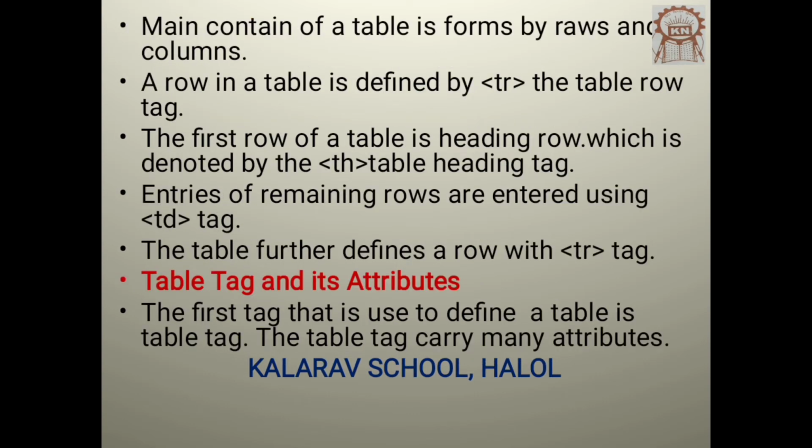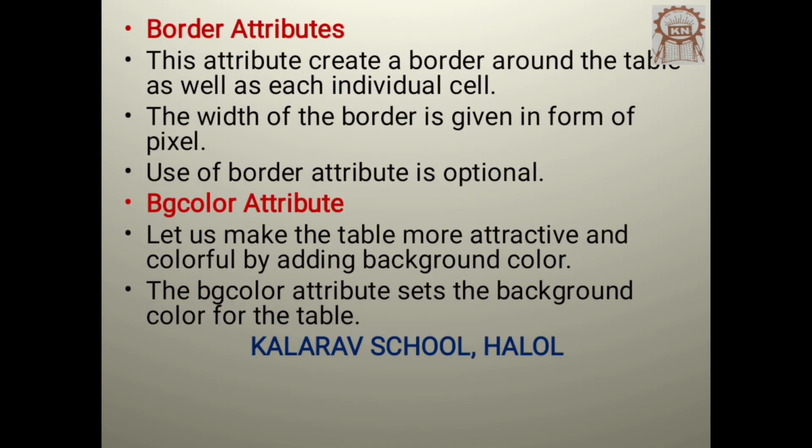First, align. This attribute indicates alignment of the table. BG color. This attribute specifies background of the table. Border. This attribute specifies table border. Cell padding. This attribute leaves specified gap between each of the cells and their contents. Cell spacing. This attribute manages space between each cell of the table. Frame. This attribute controls the outermost border of the table. Width. This attribute specifies width of the table.